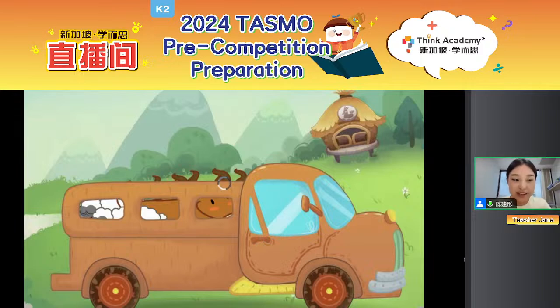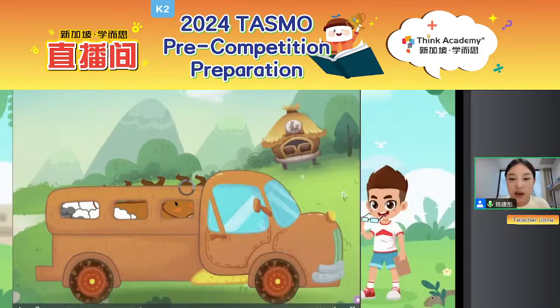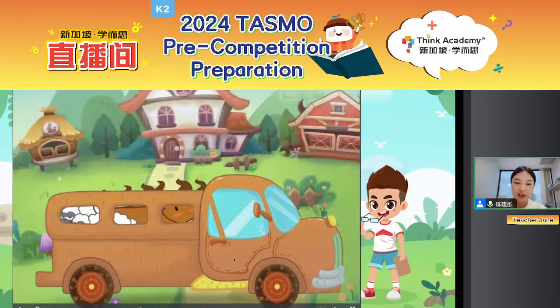Okay, so everyone, we can see as for today's story, it will happen in a farm. And what we need to do is just to share things. How can we share the cows and the sheep into equal groups, right? So let's have a look.